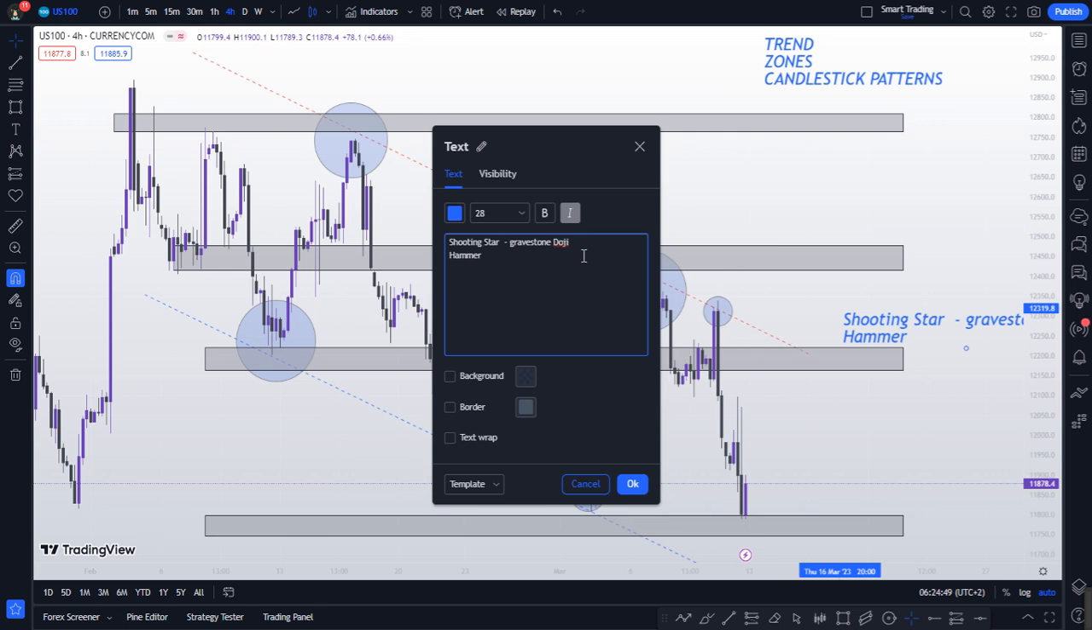Doji is written like that, guys. I'm not incorrect, right? Yeah, I'm correct. If you are not seeing a hammer, we're expecting a dragonfly.